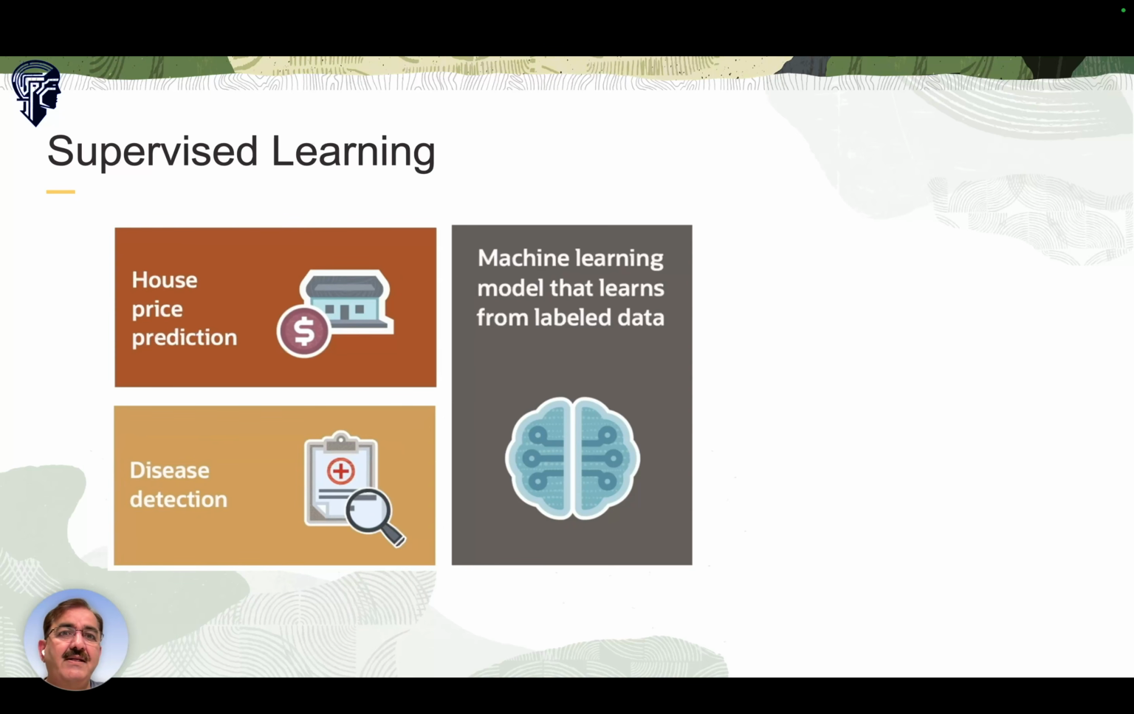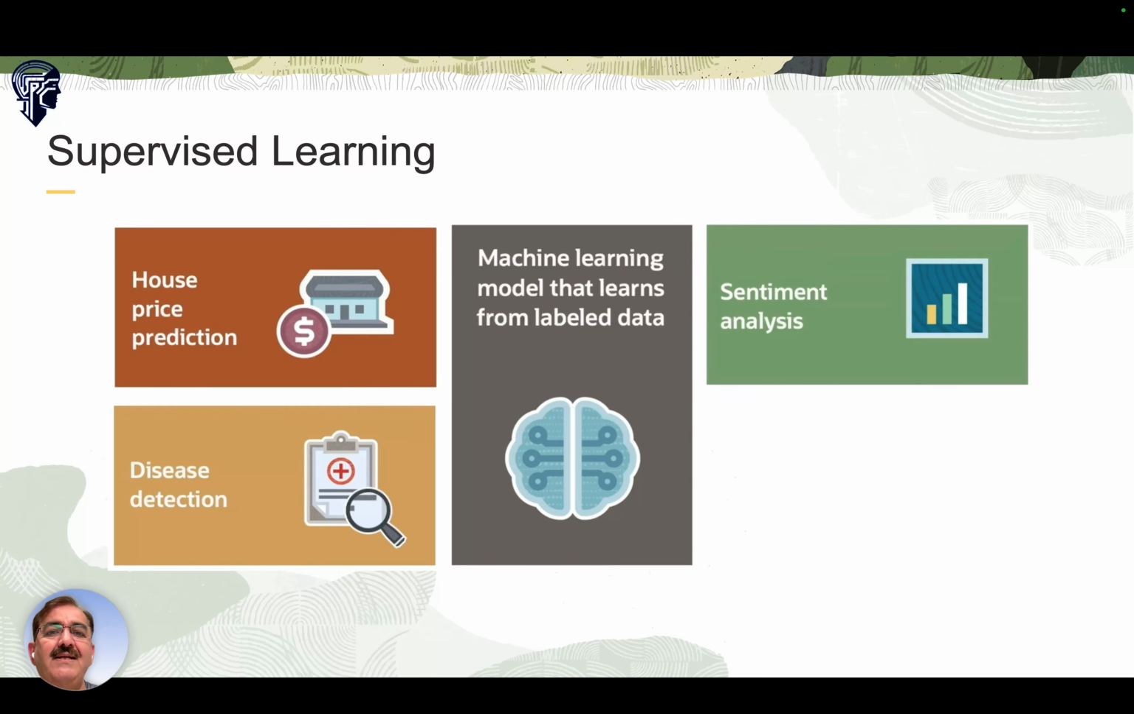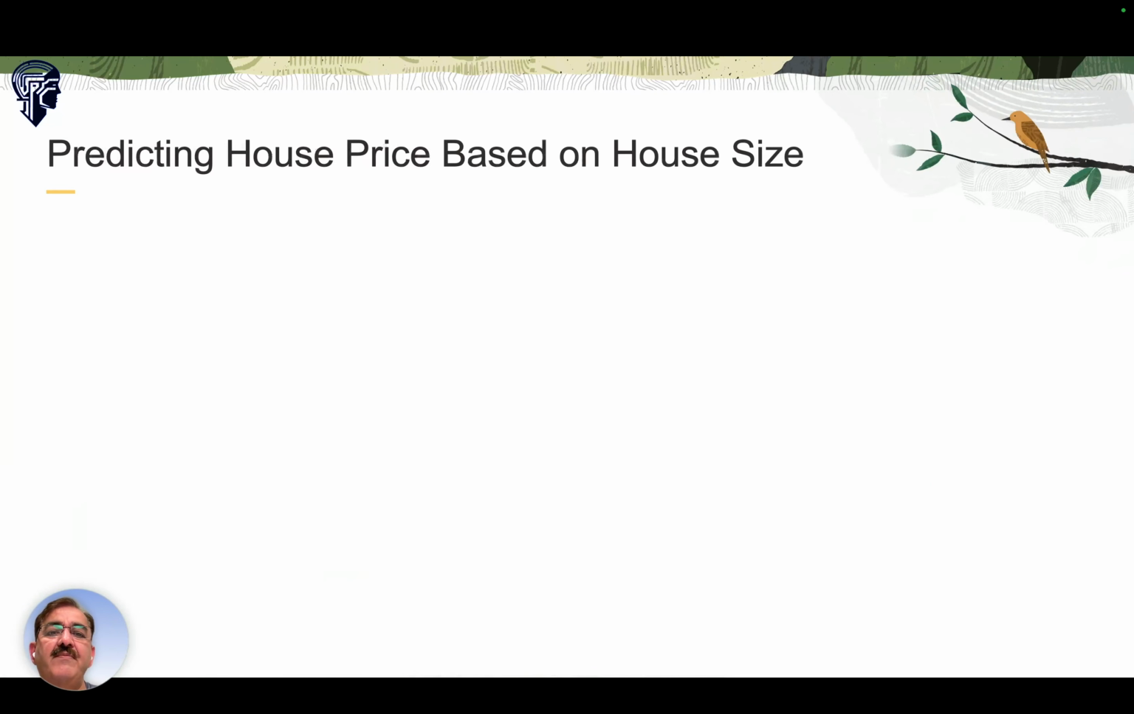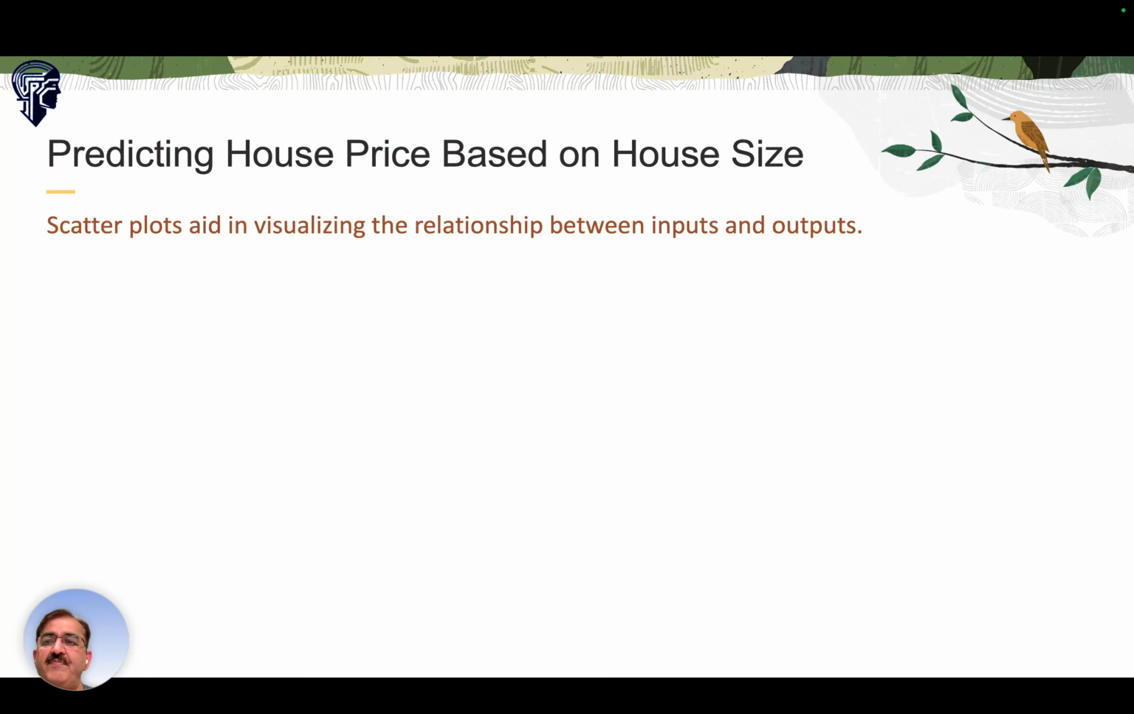Then another example is disease detection. For example, you train the model on various features or symptoms of various diseases, and then you ask the model by entering the symptoms of a disease and ask the model to predict the disease. Other examples are sentiment analysis and stock price prediction. These are all examples of supervised machine learning. Now, as an example, predicting house price based on the house size, we can use a scatter plot, which aids in visualizing the relationship between input and output. This is where we use this in predicting the price of the house.